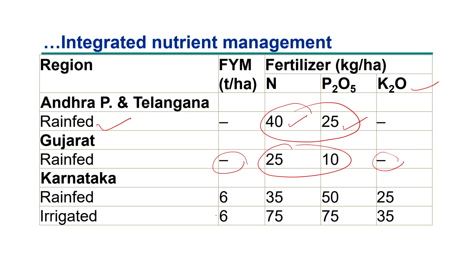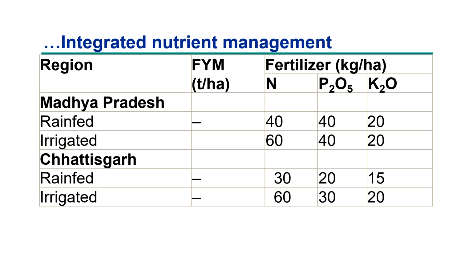For Karnataka, rain-fed condition, 6 ton per hectare FYM, 35 nitrogen, 50 P2O5 and 25 kg K2O per hectare is recommended. And for irrigated areas, you see nitrogen is increased, phosphorus is increased, and potassium is also increased. So for irrigated conditions, 6 tons per hectare FYM, 75 N, 75 P2O5 and 35 K2O kg per hectare is suggested. For Madhya Pradesh and rain-fed condition, 40-40-20.